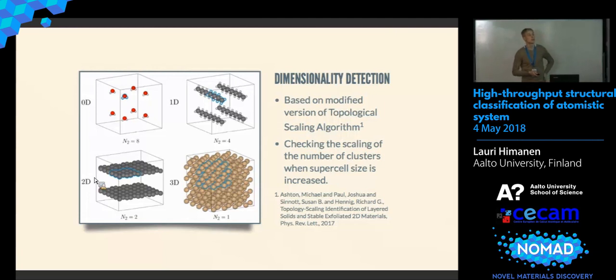So we start with the dimensionality detection. So how do you, given an atomistic structure, determine the dimensionality of this object? And what we use is the topological scaling algorithm. It's a slightly modified version of this. And the basic idea is just checking the scaling of the number of clusters when increasing supercell sizes. So here we see for zero-dimensional systems, the original system is highlighted in blue, and we have made a 2 by 2 by 2 supercell.